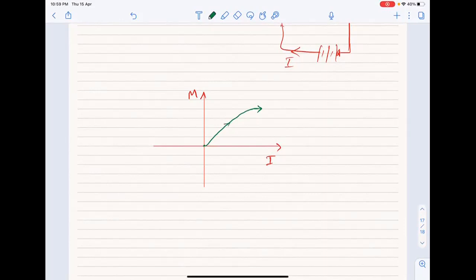Once you have that, now you reduce the field. You start increasing, you have this. Now when you reduce the field, it doesn't trace back the same path, because there will be some residual magnetization, so it will follow something like that. As you keep on reducing the field and make it 0, at field 0 there will be some magnetization left over.